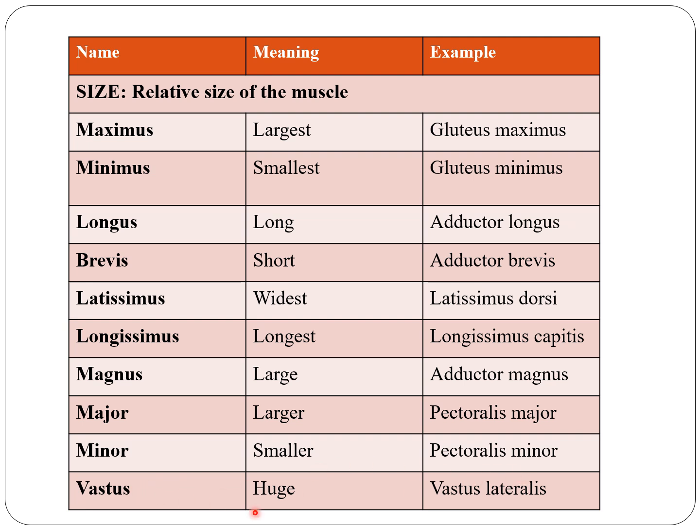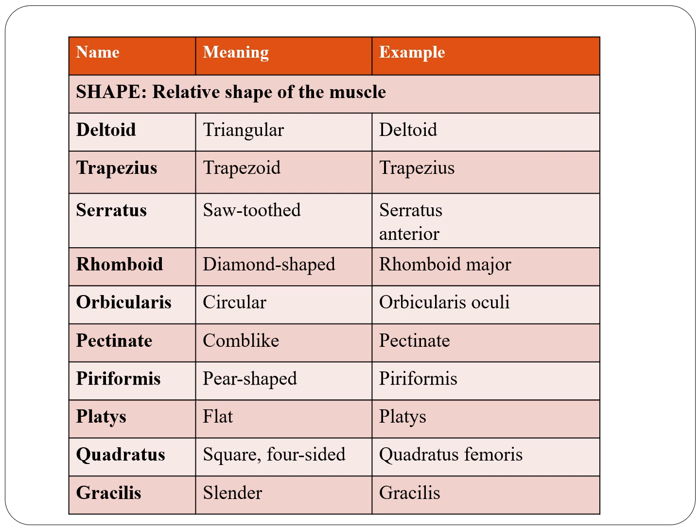Vastus indicates huge. Vast means huge. Example of the muscle is vastus lateralis. Now, coming to the naming of the muscles based on their shape, that is, the relative shape of the muscle. Deltoid indicates triangular shape. The example of the muscle is the deltoid muscle. And trapezius indicates trapezoid shape. Example of the muscle is the trapezius muscle.